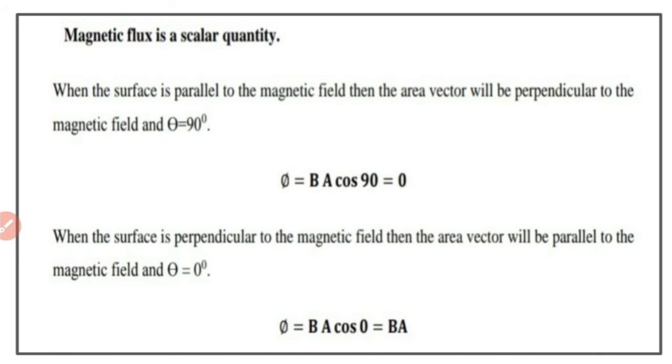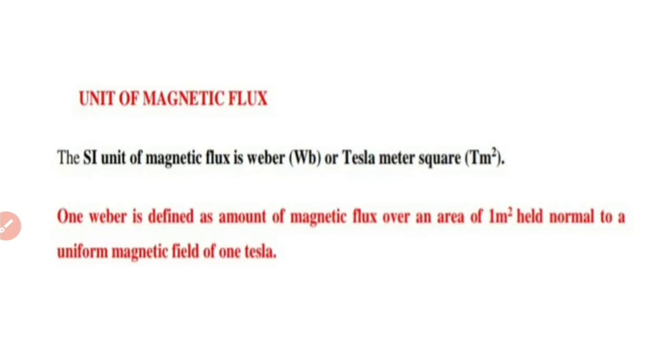And the type of quantity, the magnetic flux, B dot A, it's a dot product, so it's a scalar quantity. The flux will be equal to 0 if the magnetic field and area vector are perpendicular to each other. And the flux will be maximum when both area vector and magnetic field are in the same direction, that means when theta equal to 0. And the SI unit of magnetic flux is Weber. That is a point to be noted, and 1 Weber is equal to Tesla meter square. 1 Tesla meter square is defined as 1 Weber.